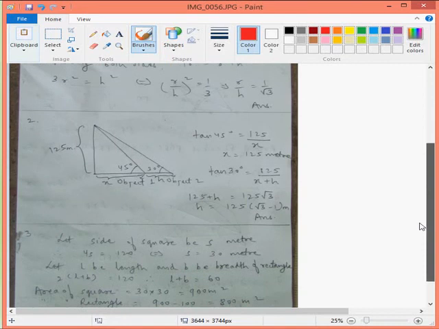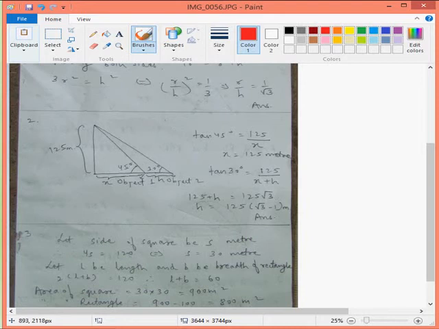Coming to the next question. This is a 125 meter tall building, and from these two objects, from object 1 the angle is 45 degrees, and from object 2 the angle is 30 degrees. This is 45 degrees, this is 30 degrees.